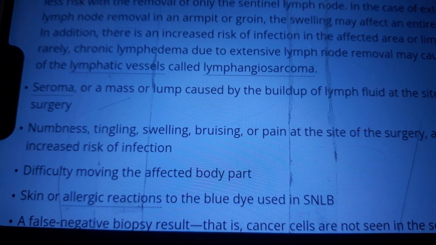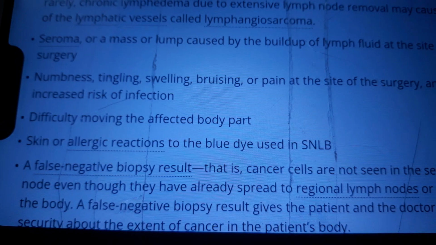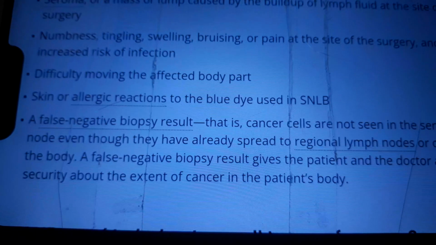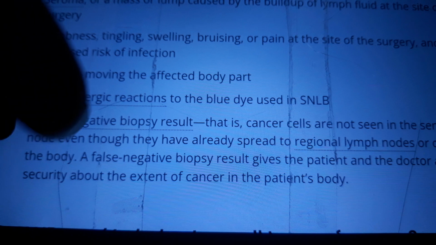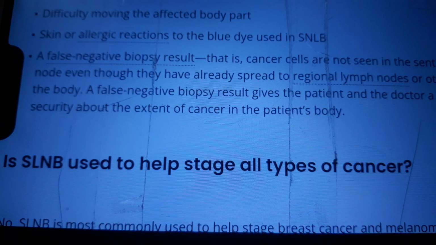Very rarely, chronic lymphedema due to extensive lymph node removal may cause a cancer of the lymphatic vessels called a lymphangiosarcoma. Other side effects include seroma, or a mass or lump caused by the buildup of lymph fluid at the site of the surgery. Numbness, tingling, swelling, bruising, or pain at the site of the surgery, and an increased risk of infection. Difficulty moving the affected body parts, and skin or allergic reactions to the blue dye used in SLNB.